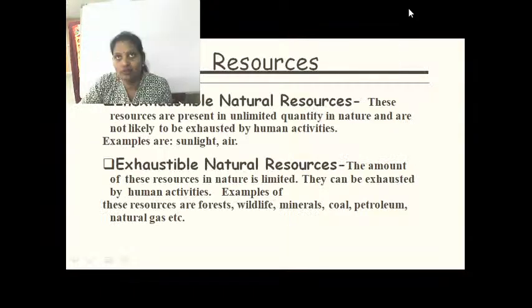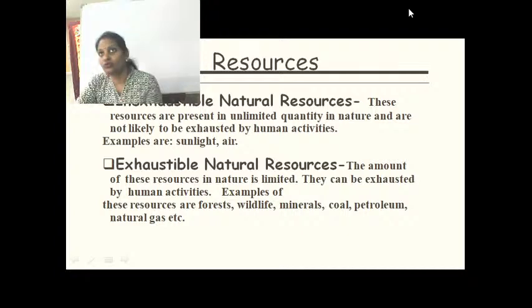First of all, we know that coal and petroleum both are exhaustible natural resources. So what is the difference between exhaustible and inexhaustible natural resources? Exhaustible natural resources are limited, for example wildlife, minerals, coal, petroleum, natural gas. All these come under exhaustible natural resources. Understood? And inexhaustible natural resources are like sunlight and air.